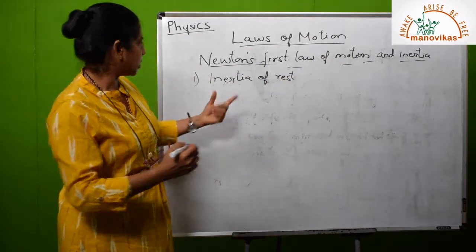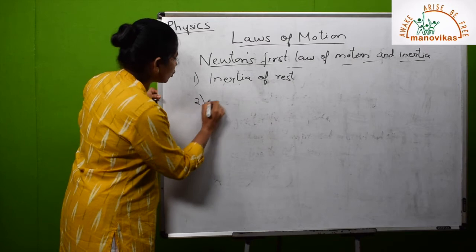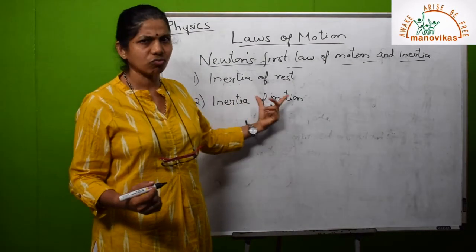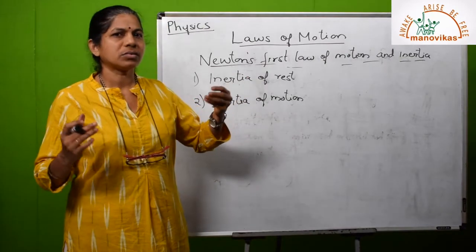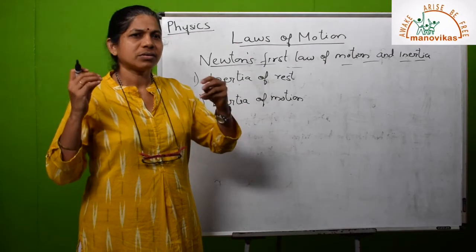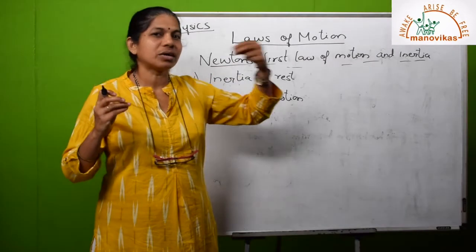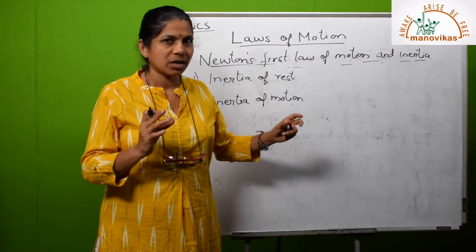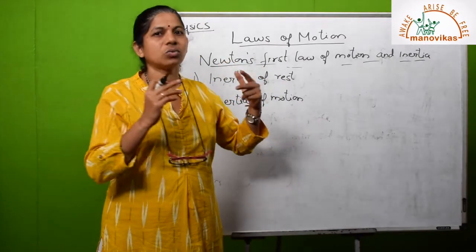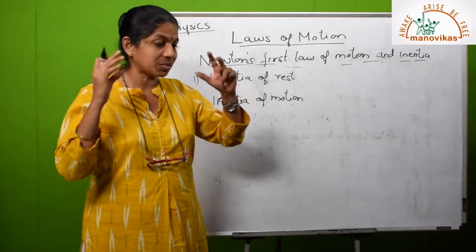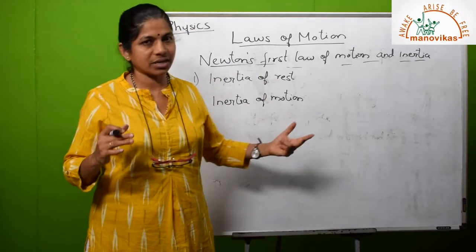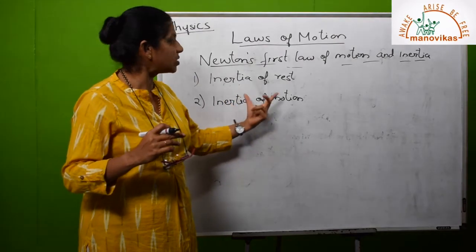And the second part is inertia of motion. Here I'll be giving you two examples related to inertia of motion. In a moving vehicle, many a times when a person jumps from a moving vehicle, in fact he just falls down. Now again, why is it so? Why does a person fall down the moment he jumps from a moving train or a moving vehicle? Now it is because of inertia of motion.